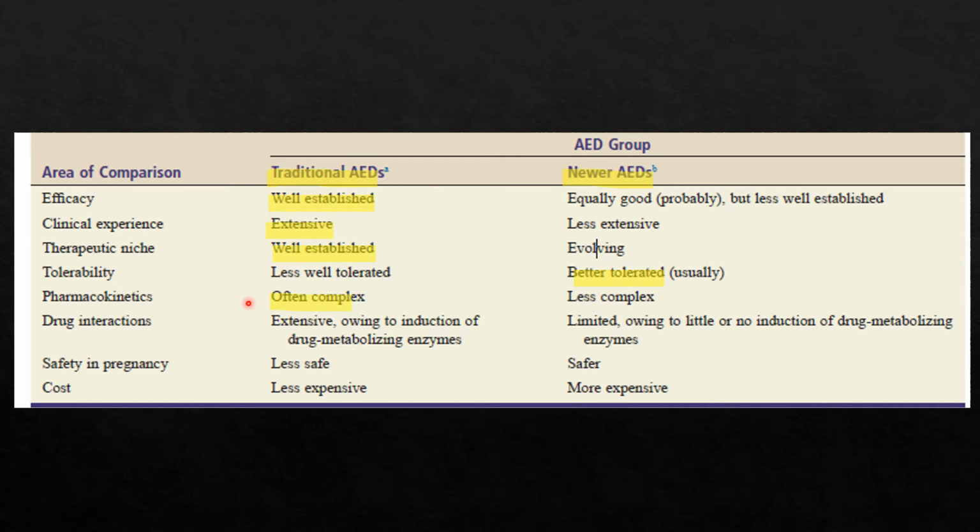For the pharmacokinetics, they are often complex in traditional AEDs, with extensive drug interactions compared to the newer AEDs. And in safety and pregnancy, the newer AEDs are safer than the traditional AEDs. But newer AEDs are more expensive compared to the traditional anti-epileptic drugs.